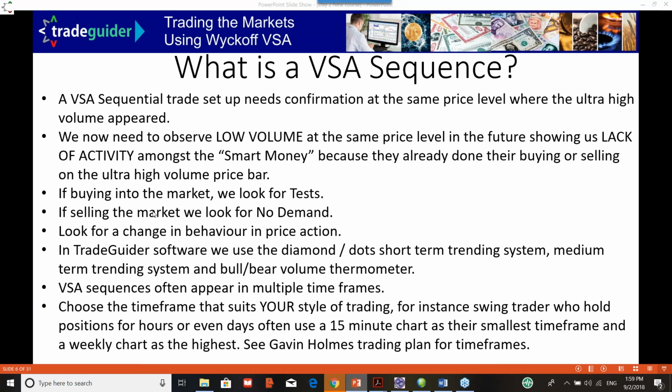We use the software, the diamond dot short-term trending system, medium-term trending system, and the thermometer. And I'm going to add to this now. I've adjusted my trading plan accordingly. We're looking for very serious support and resistance levels at climactic volume areas.